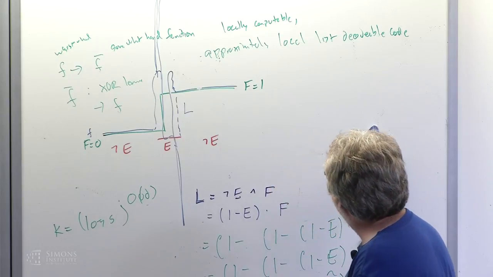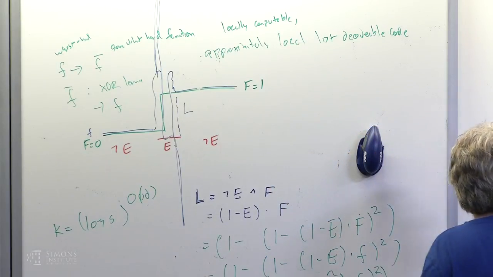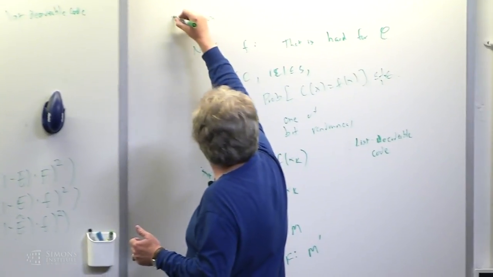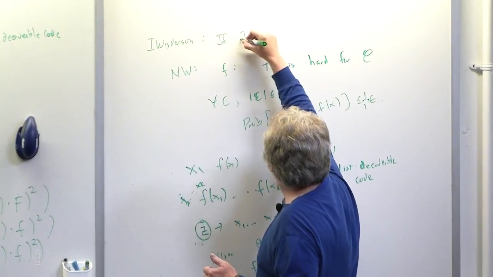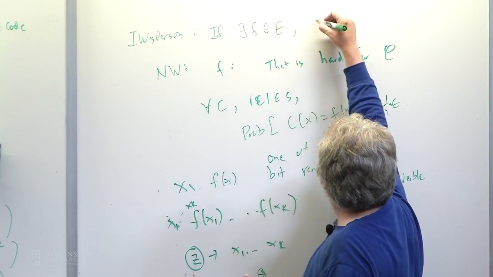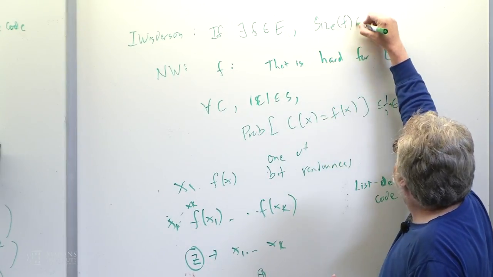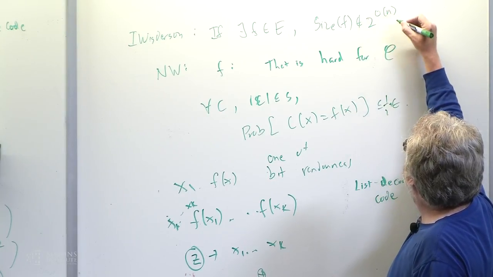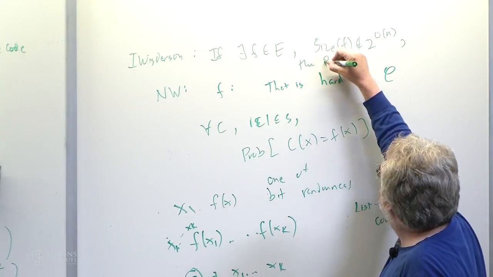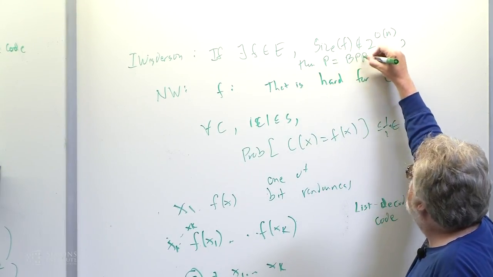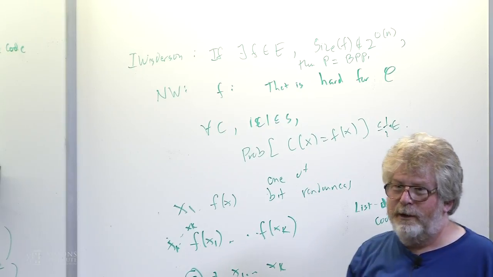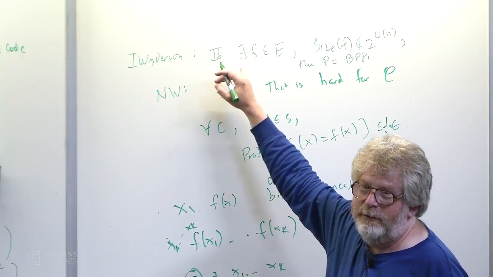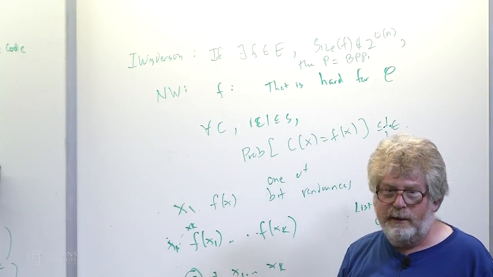And I guess one of the strongest results along these lines is that if there exists a function in E where the size of F is not in 2 to the little o of n, then P equals BPP. So presumably we could use a strong enough circuit lower bound to de-randomize pretty much any algorithm.